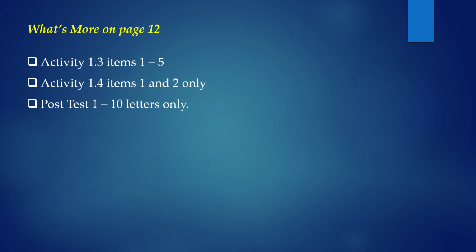So this is the last part of module number 2. What's more, on page 12, you will answer activity 1.3 items 1 to 5. Marag translation na ni siya into mathematical symbols. Activity 1.4 items 1 and 2 only. So word problems involving combined variation. Show the solution, complete solution ha, same sa example. Then lastly, post test 1 to 10 items, letters only, capital letters.